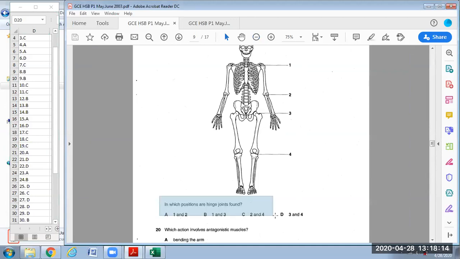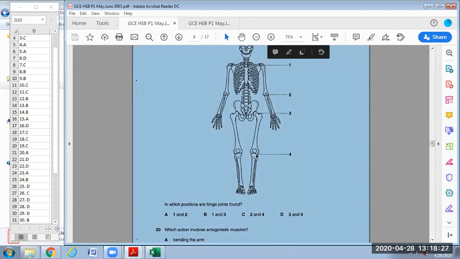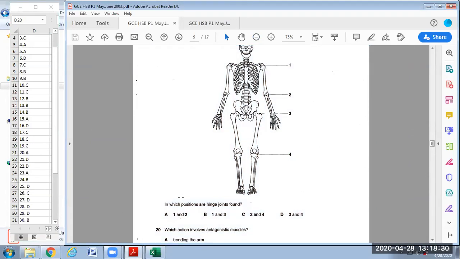19, the answer is C. So in which positions are hinge joints found? We're looking at the elbow here as well as the knee. So that is C. Last one.